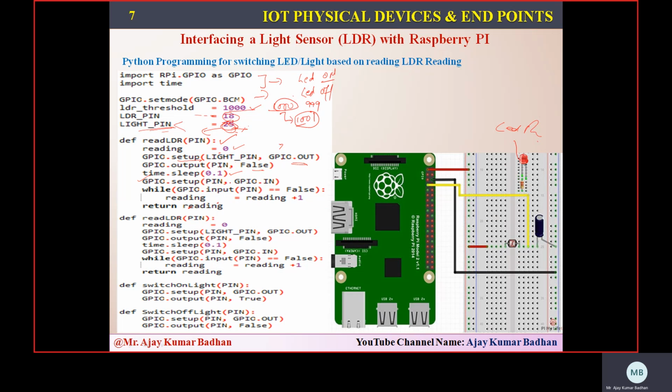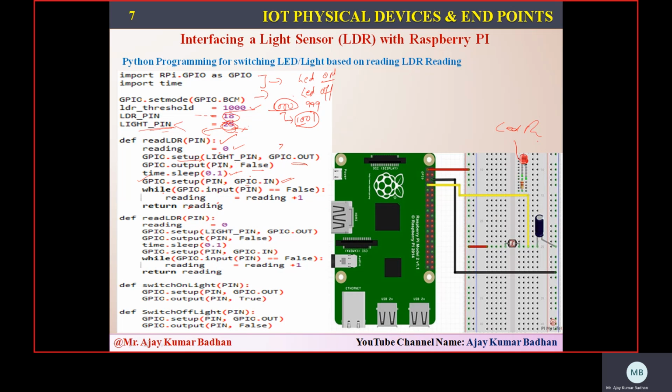Then we have setup for input. After 0.1 second, it will set up the input here. I think you know the LDR pin, what we are using here. While the condition is true, it is asking you to read. Read means it will keep on reading the intensity of the light. So basically the LDR sensor will keep on reading the data every 0.1 second.